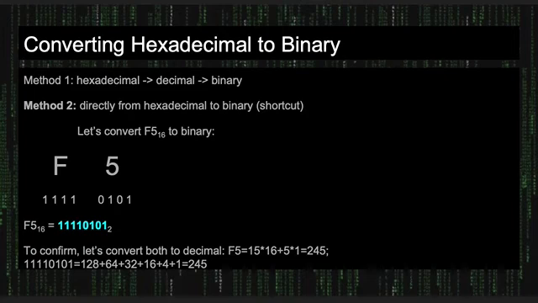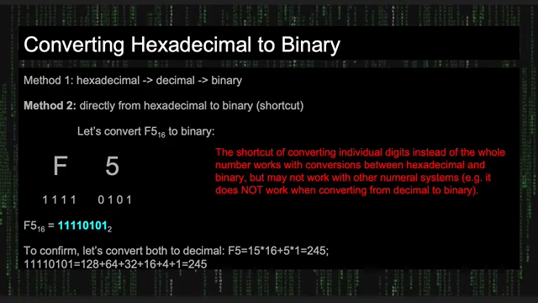Converting hexadecimal F5 to binary requires us to start with replacing F with binary 1, 1, 1, 1, because F is 15 and that is 15 in binary. Then we replace 5 with 0, 1, 0, 1. Notice that we need to have the 0 at the beginning in order to have exactly 4 digits. We end up with the binary number 1, 1, 1, 1, 0, 1, 0, 1, which in fact equals hexadecimal F5.